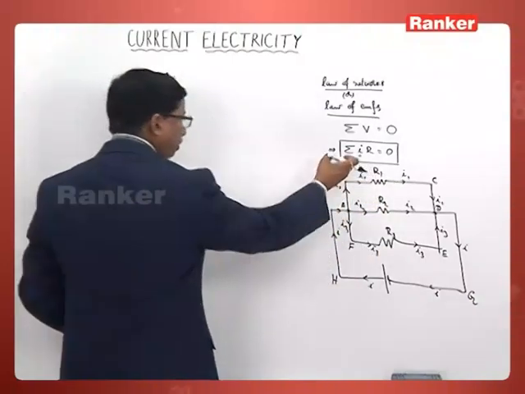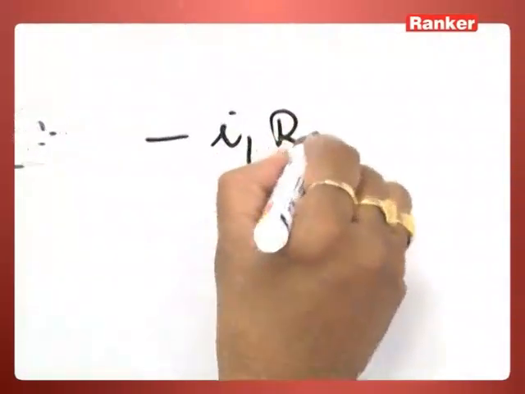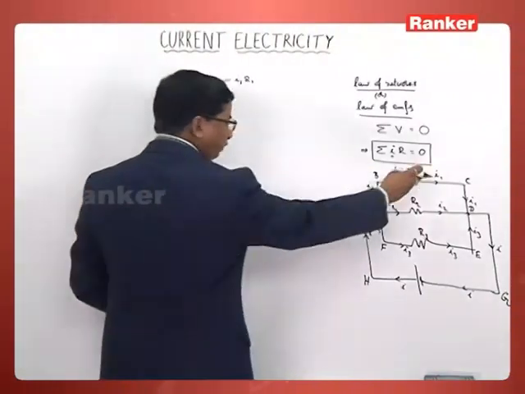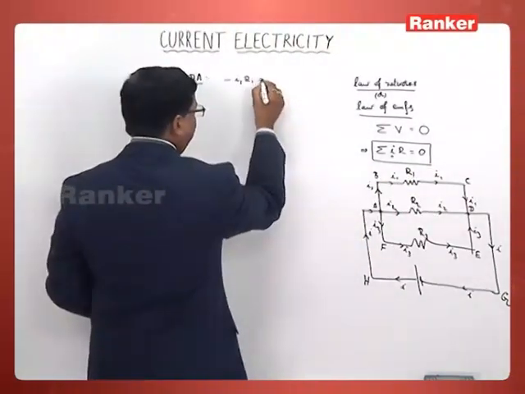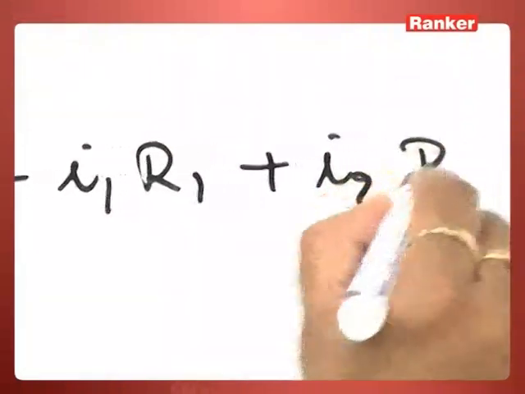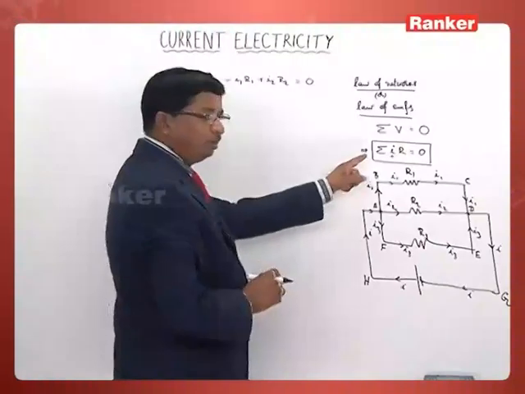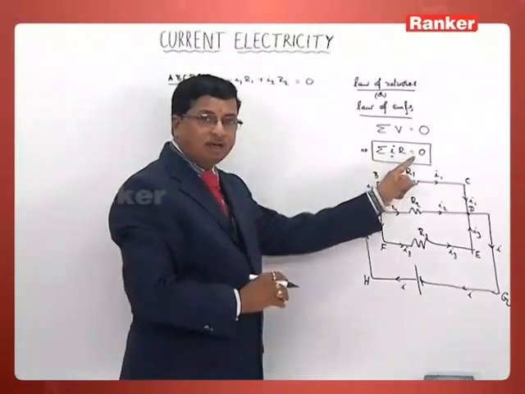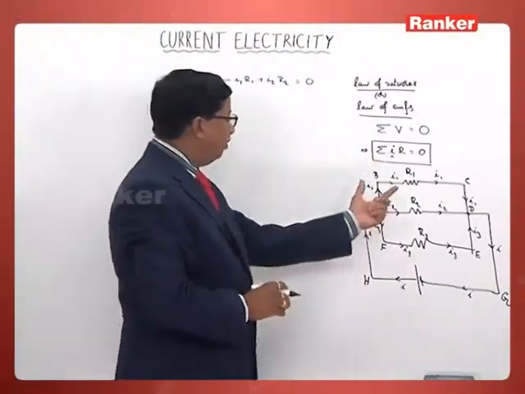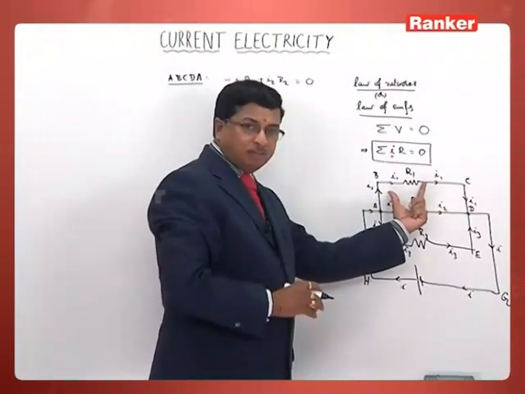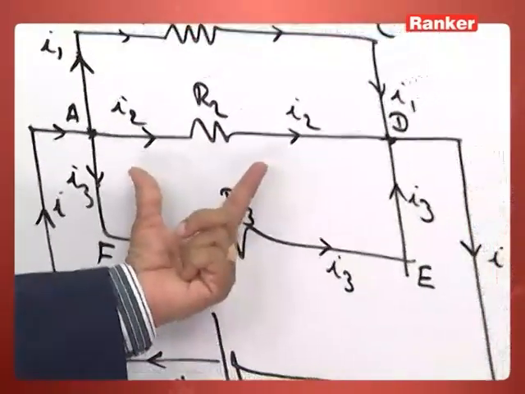So, how to write that product over here? It is minus I1 R1. In CD it is 0 plus I2 R2, that is equal to 0. It is nothing other than sigma IR is equal to 0. So, sigma IR means here I1 R1, here I2 R2.